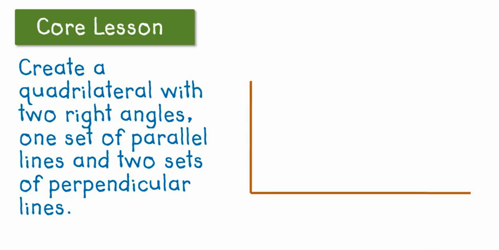So I'm going to start by creating my right angle, my first right angle, my perpendicular lines, and then I'm going to do the same thing here. So right now I have one right angle, and then I created another one up top, and then for my last line I'm just going to go ahead and connect those, and we see that we've created a trapezoid.